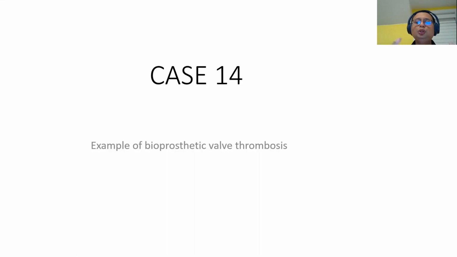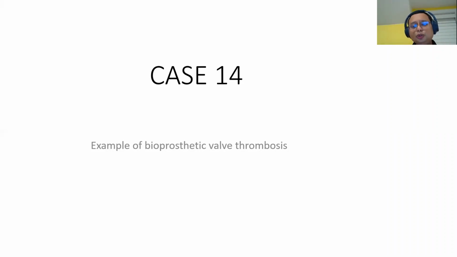Okay, if you want to use the Blauet Miller algorithm, it is also okay. And in the Blauet Miller algorithm, the pressure half time is very important. And then after that, you look at the dimensionless index to see whether you are dealing with regurgitation or patient prosthetic mismatch. Okay, so that is it in terms of aortic valve and mitral valve, and also assessing dysfunction.